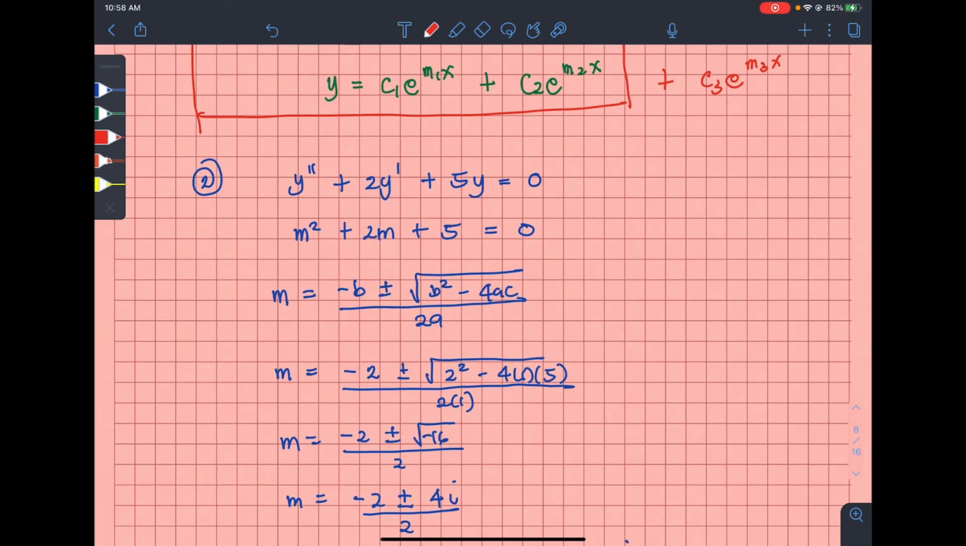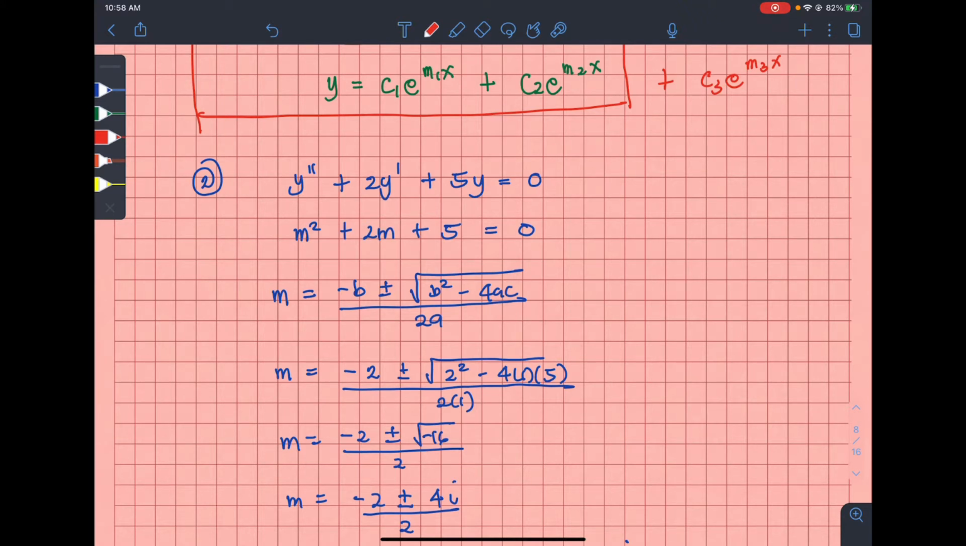So y double prime plus 2y prime plus 5y is equal to 0. So I'm just going to transform this one into an equivalent equation. y double prime becomes m squared, 2y prime becomes 2m, then 5y will become 5. And then our new equation, an algebraic equation, would be m squared plus 2m plus 5.